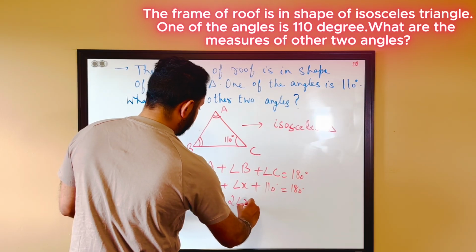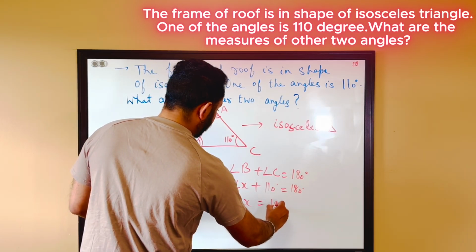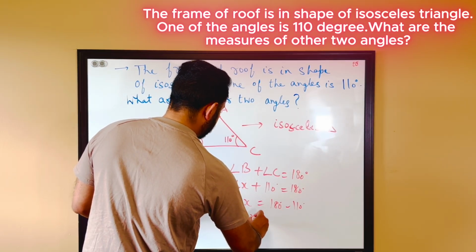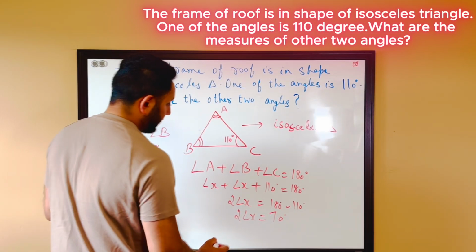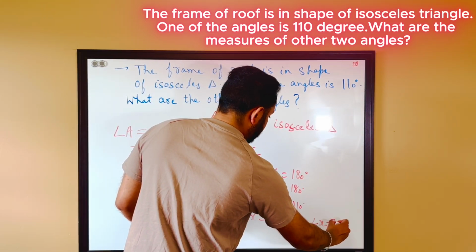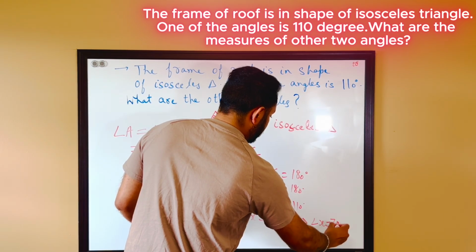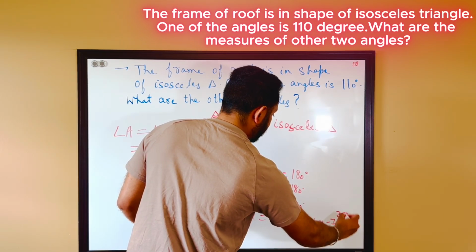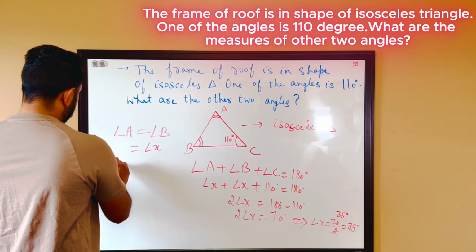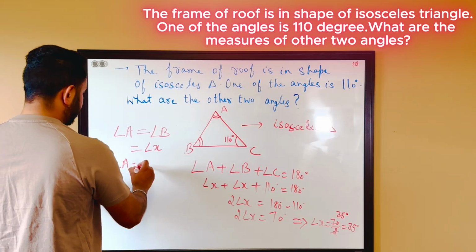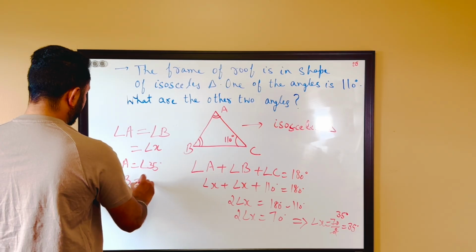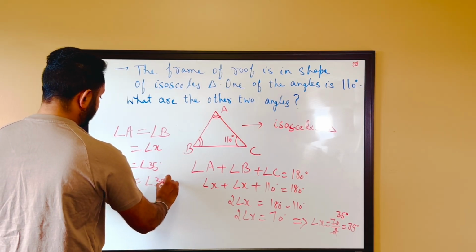So this is 2x, and 180 minus 110, so this is 70. This implies x is 70 over 2, 35 degrees. So A is 35 degrees. As A and B are equal, B is also 35 degrees.